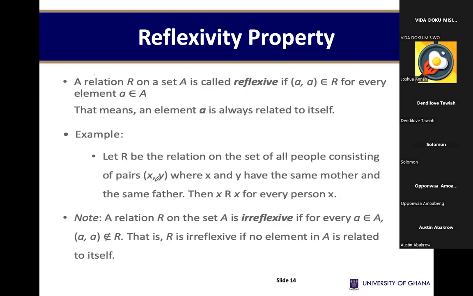Now a relation R on a set A is irreflexive if for every A belonging to A, we cannot see, let's say, 1 is related to 1, you cannot see 2 is related to 2, you cannot see 3 is related to 3, as in the example I cited earlier on. So in that case, we call it irreflexive.